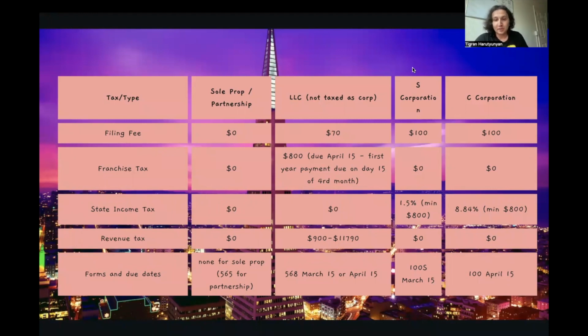If you're an S corporation, the filing is the same $100 because you're filing the same documentation. There's no franchise tax either. There's 1.5% state income tax with a minimum of $800 again, no revenue tax, and your tax return is due on March 15 along with the payment.